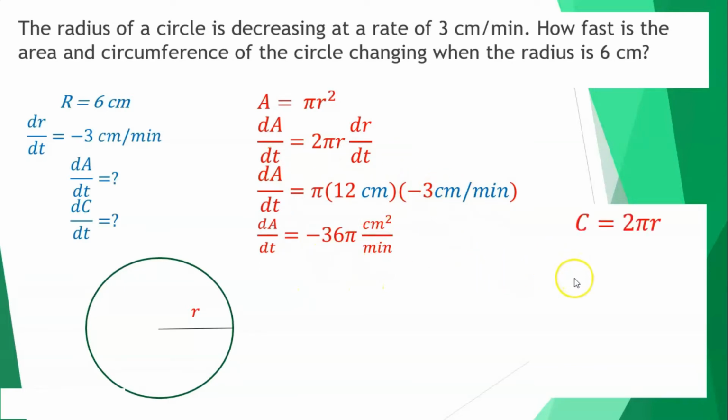Okay, another. The formula for circumference is 2 pi r. Now take note, the derivative of both sides, so this would become dC/dt.